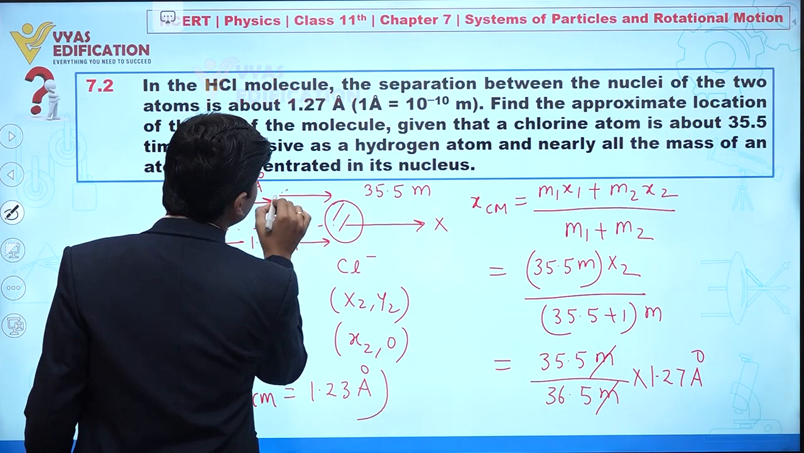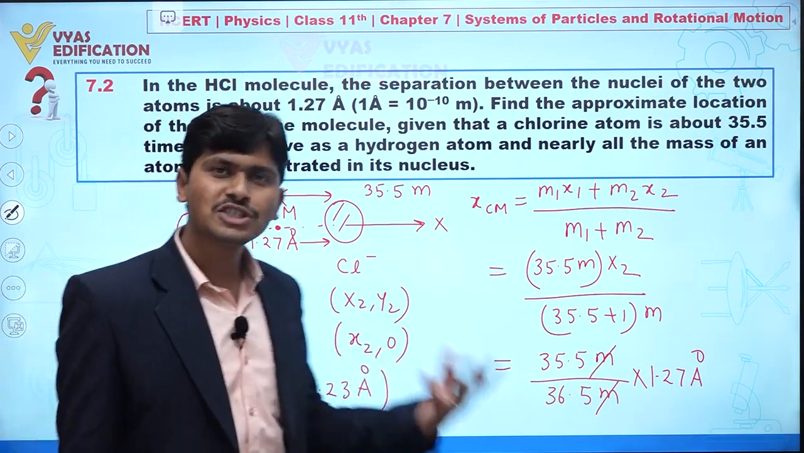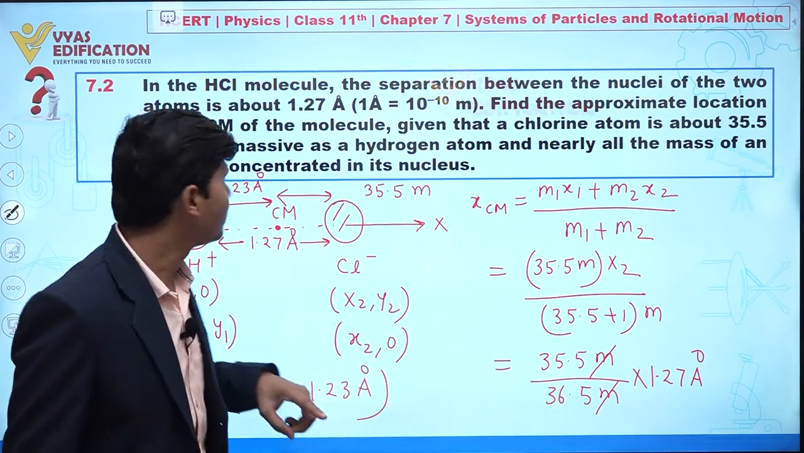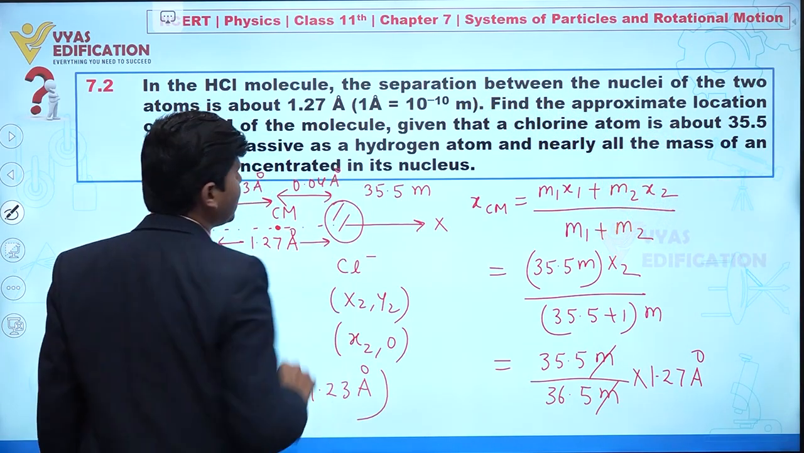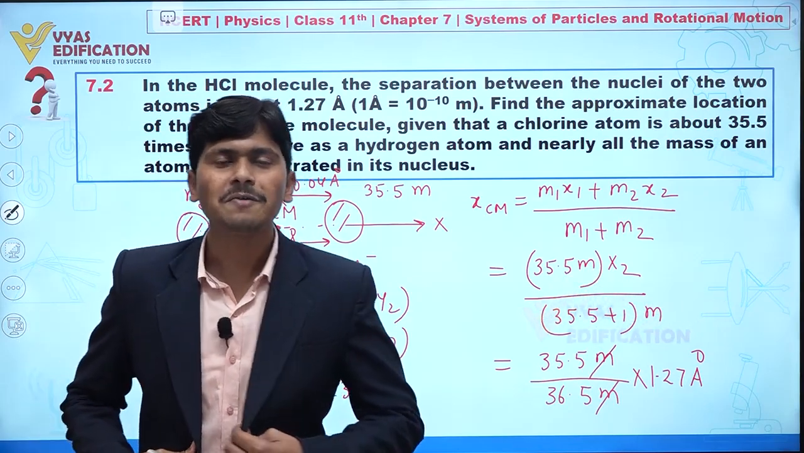And if the question asks what is the position of the center of mass from the chlorine atom, at that time you can say this is 0.04 angstrom. Clear to everyone? So this is all about this question.